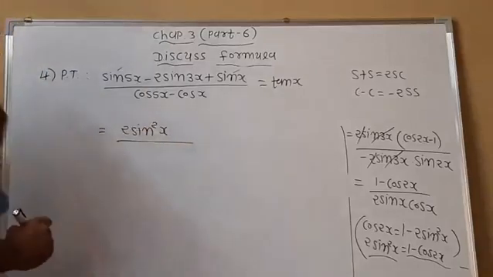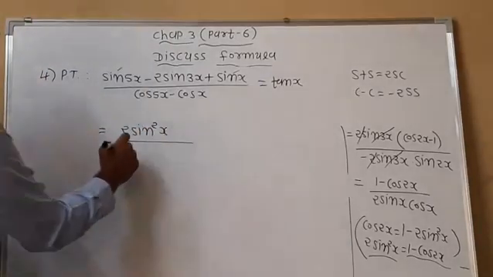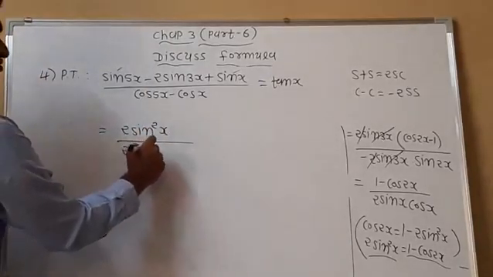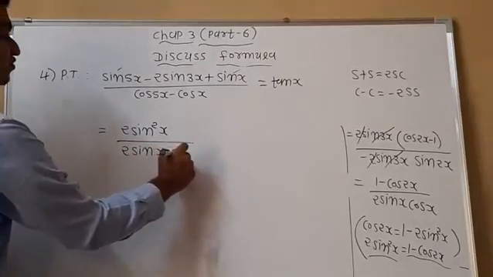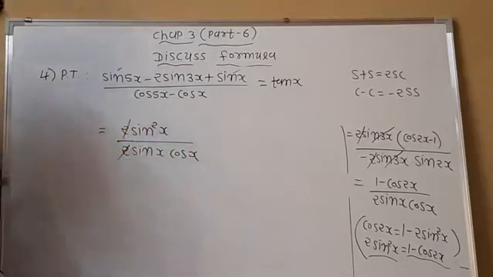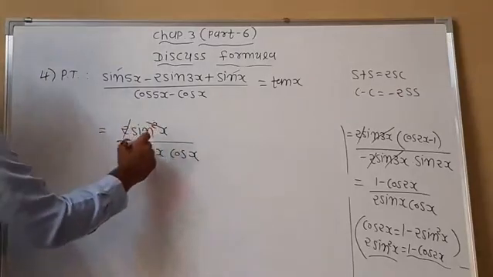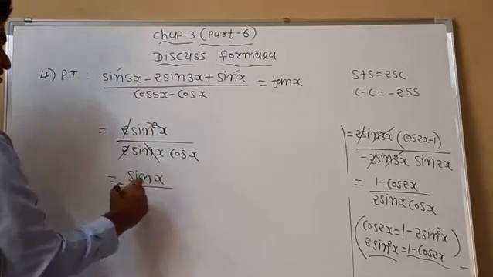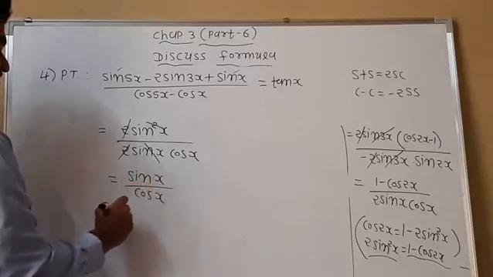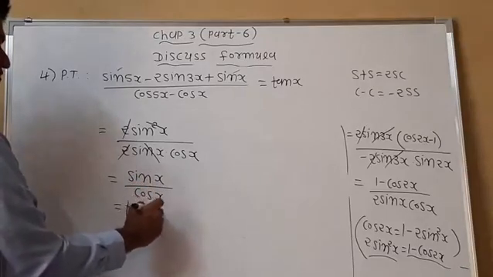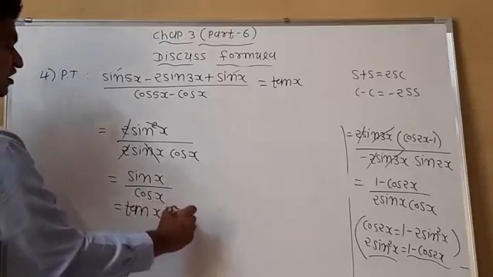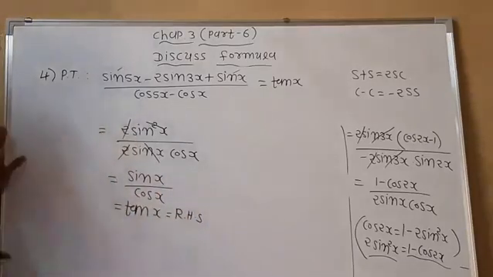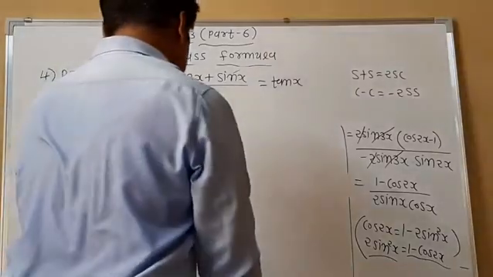Upon the denominator term written as it is, 2 times sin x into cos x. 2 cancels out, sin also cancels. So the remaining term is sin x upon cos x, and sin upon cos means tan x, which is equal to the RHS. Clear? Okay. Now next question.